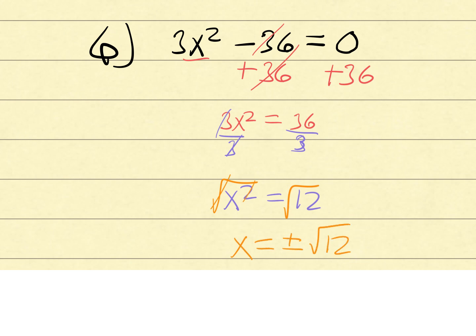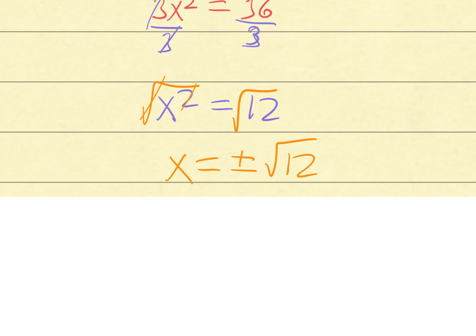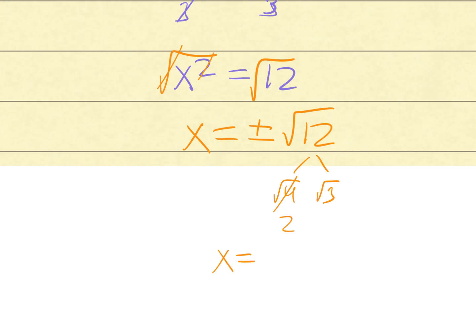Is this our final answer? You can simplify the radical. So always make sure your radicals are fully simplified. Separate the 12 into the square root of 4 and the square root of 3, and the square root of 4 is going to get you 2. So we get x equals plus or minus 2 square root of 3.